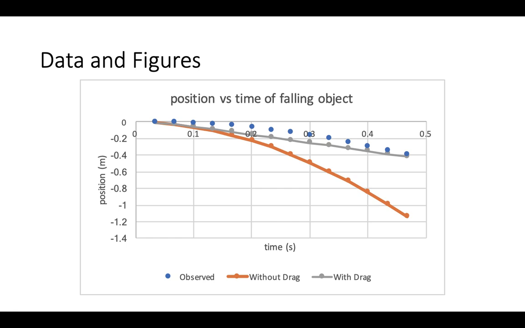The orange line reflects the motion of an object falling with no force acting in opposition, which is why the object is falling much faster. The gray line shows the object falling with drag force acting on the object, which reduces the motion of the object. This reflects the principle previously mentioned in the introduction.